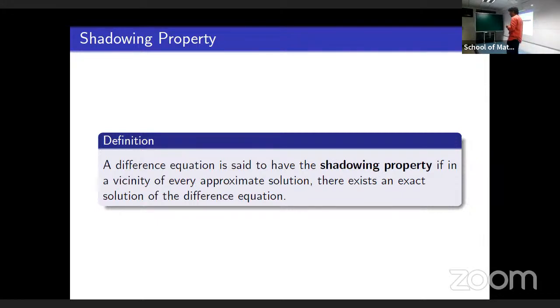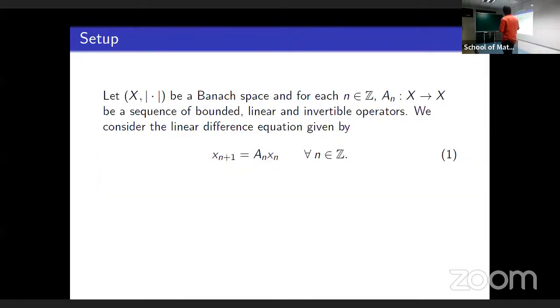What is important in my talk is that we do not assume any kind of asymptotic properties to establish this shadowing lemma. In fact, we will prove that in our setup, exponential dichotomy becomes a special case, and we also provide examples where the difference equation does not satisfy exponential dichotomy, yet they come under our result. So let me begin with my setup.